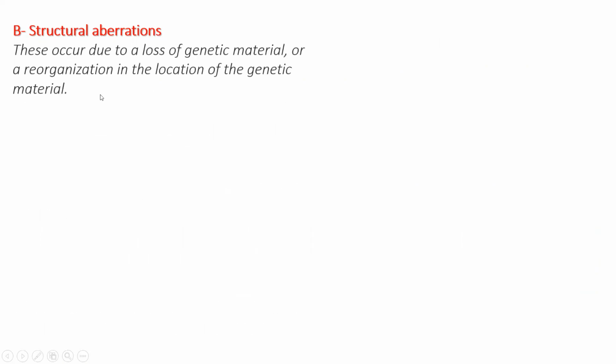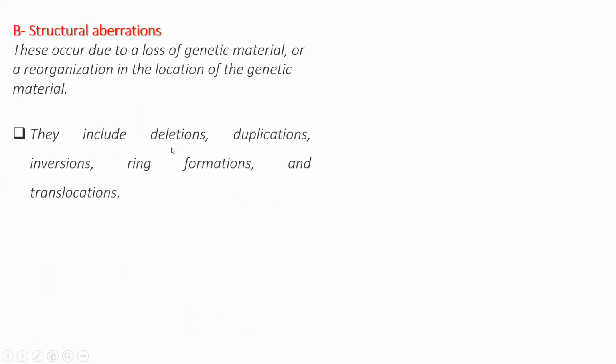Then second, that is the structural aberration. Up to now we have seen numerical aberration, now structural aberration. These occur due to loss of genetic material or reorganization in the location of the genetic material. So two main factors are there: either there is a loss of genetic material or there is a reorganization in the location of the genetic material, which is called structural aberration.